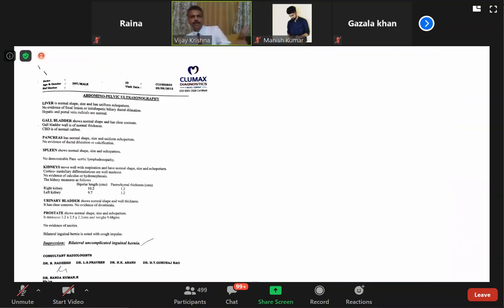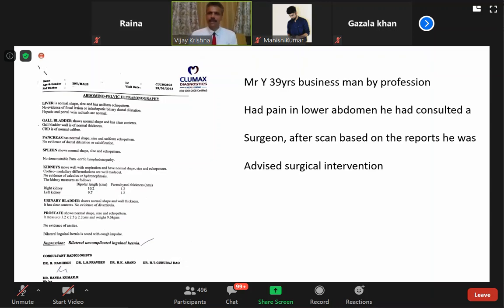So we'll move to the next case. This is again a case of bilateral uncomplicated inguinal hernia. Concentrate on the case so that we can have a healthy discussion. See, he was a 39 years old businessman who had pain in the lower abdomen, and he consulted a surgeon, and they did a scan, and the scan showed inguinal hernia, and they wanted to do surgical intervention, and that's when somebody referred him to me, and he came to me.